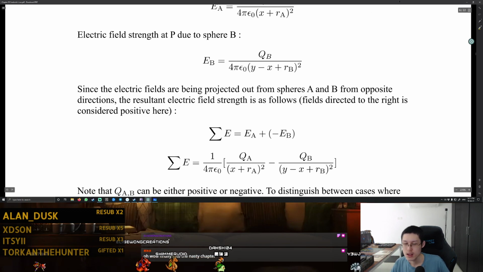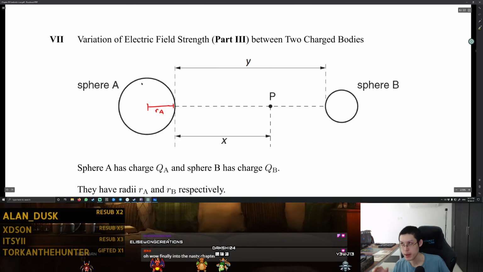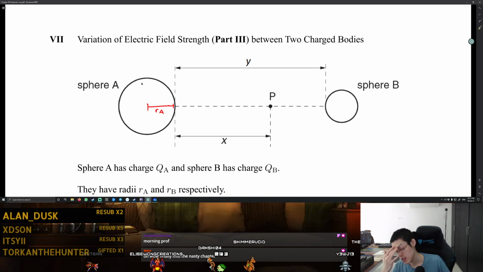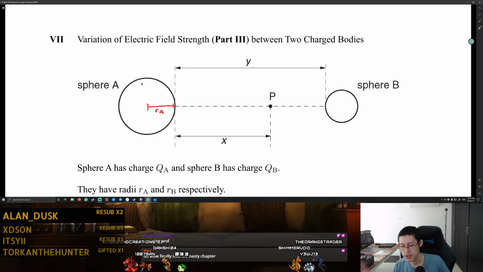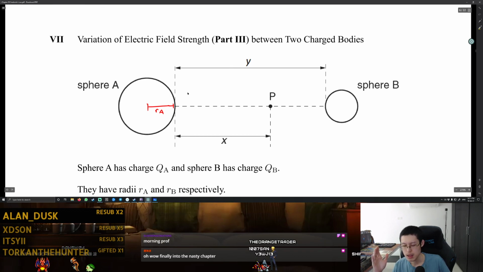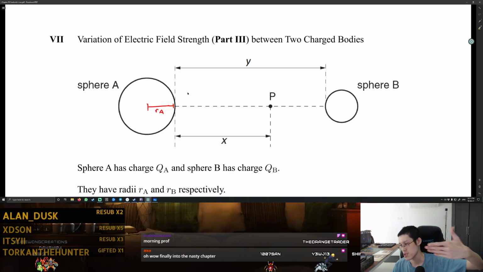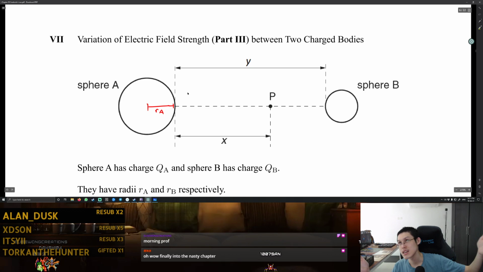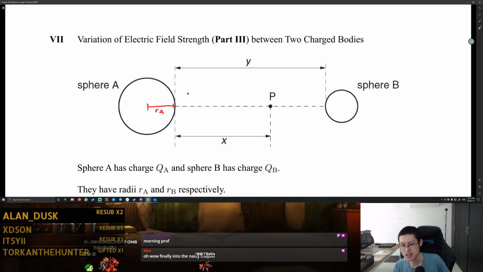Okay, so from sphere A's perspective, going to the right is positive. From sphere B's perspective, going to the left is positive. Well, no. I don't think that makes any sense. Okay, so the electric fields are being projected in opposite directions. So one is going to the right, one is going to the left. So basically, because they're vectors, they should be oppositely directed. If I can think of a better explanation than that, then I'll come back to this.